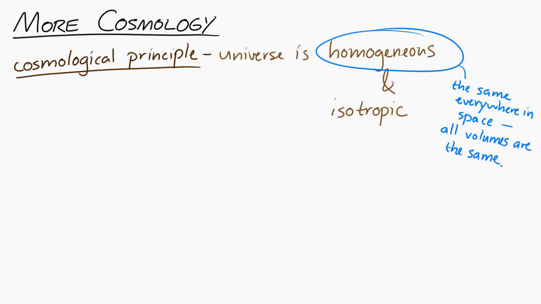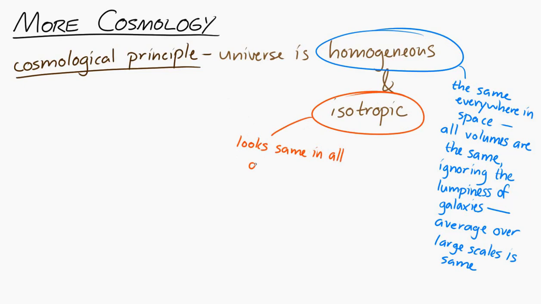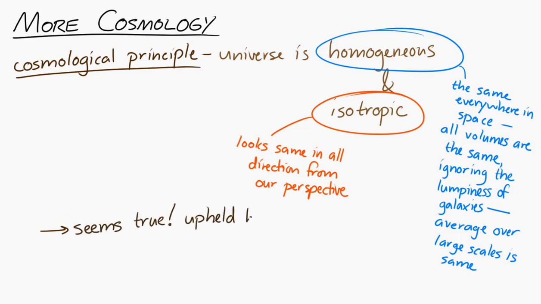Now this, of course, ignores the lumpiness of the universe, that the universe has galaxies and clusters and stars and so on. But the average of the universe over large scales is about the same. Isotropic means that it looks the same in all directions from our perspective. And both of these ideas that make up the cosmological principle are upheld by observations. The more we observe about the universe, the more these two things seem to be true.